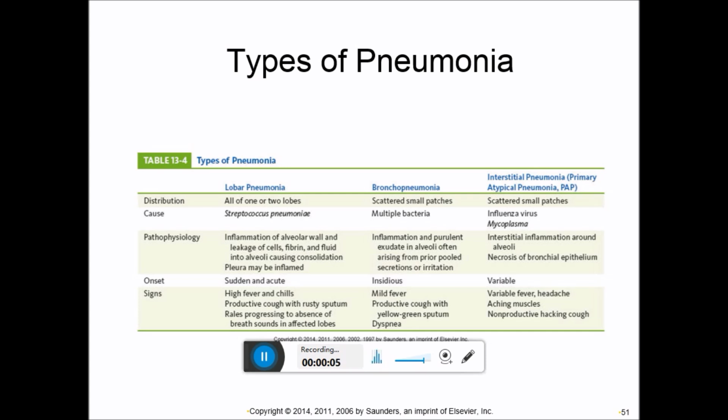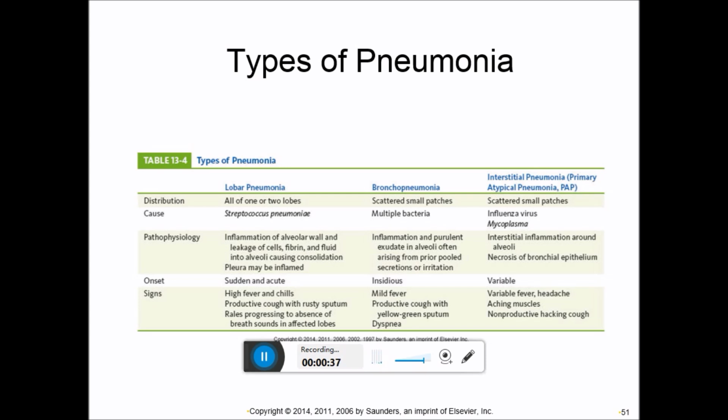It can be lobar, and the name gave it away. It's lobes. It can be bronchopneumonia. Still, the name gave it away. It is around the bronchi, and this is where the name came from. So it's pneumonia around the bronchi. Interstitial pneumonia, or the primary atypical pneumonia, PAP. The reason why they call it atypical is because it's not typical. The typical pneumonia is what we're going to talk about, and this will be different.